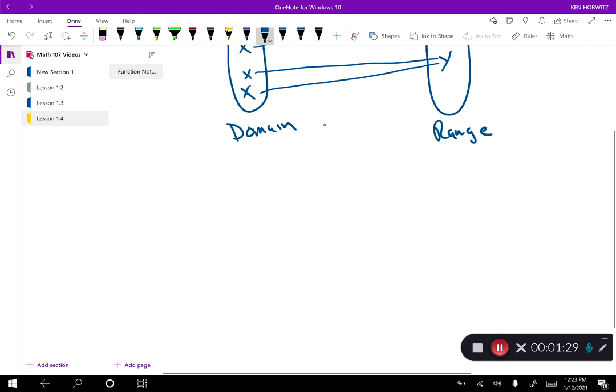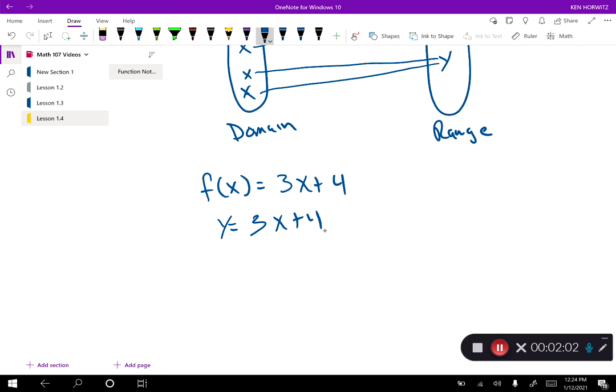So, for example, a rule could look like this. Now, f of x means a function with variable x. So anytime you see f of x, it is indeed a function. So here's my rule, 3x plus 4. Let's look a little deeper before we start talking about domain and range. So f of x is the equivalent of y. You've probably seen it like this, 3x plus 4, and either f of x or y, doesn't matter, is a variable, and the x is a variable.